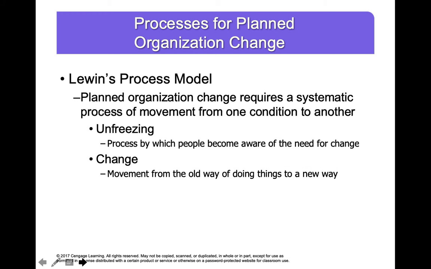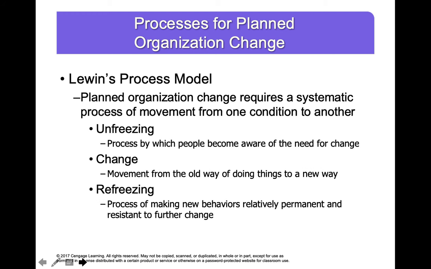And the first one is Lewin's process model, which is in your text. Obviously, if you're going to make a major change in your organization, it requires a systemic process. You have to move from one condition to another. So there's unfreezing, change, and refreezing.